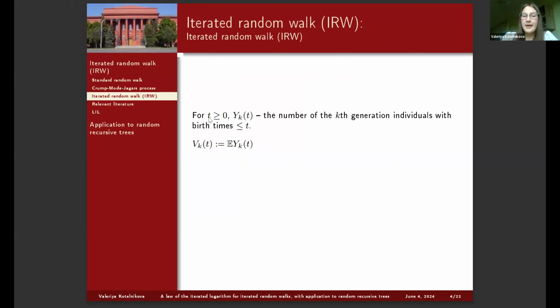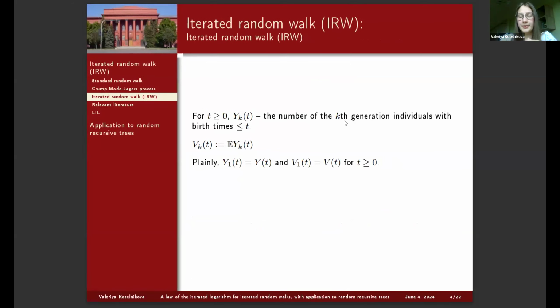And let's denote by yk the number of individuals from the k-th generation which were born up to time t, and by vk the mean of this process yk. Then yk can be thought of as a generalization of the renewal process y. Because if we take k equal to 1, we have the number of individuals from the first generation which were born up to time t. And since the birth times in the first generation are S1, S2, and so on, it is exactly the definition of renewal process y, and therefore v1 is the renewal function v.